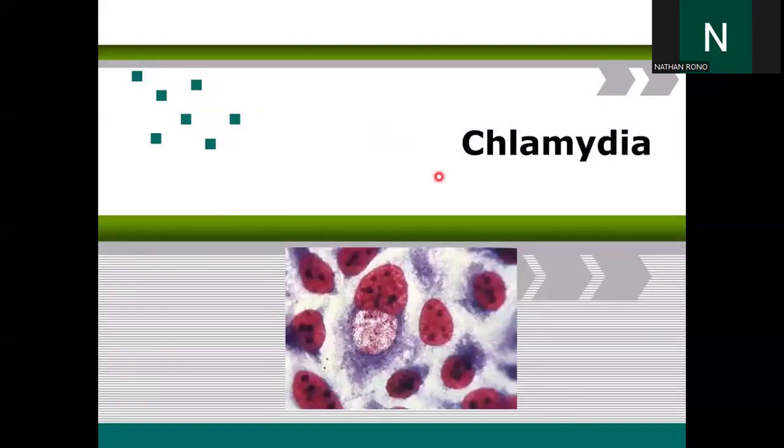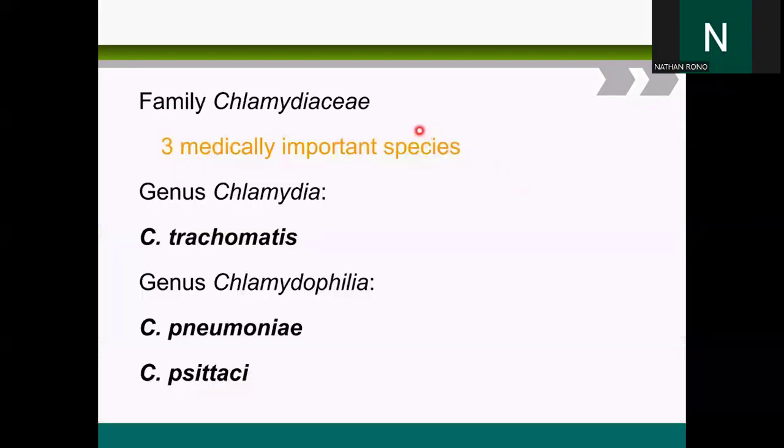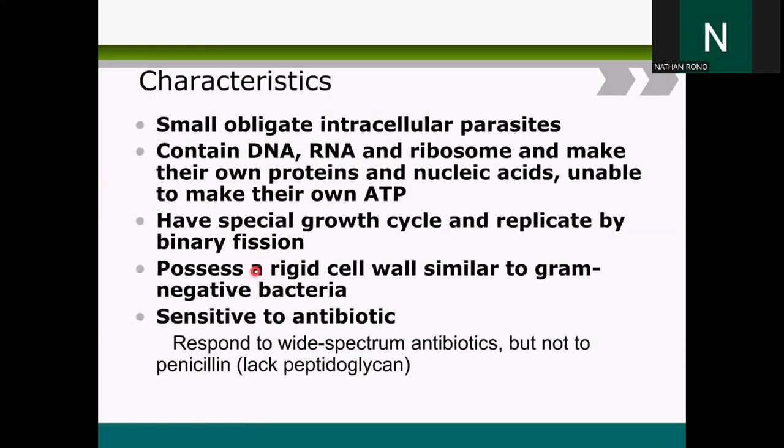So we now start on chlamydia. The family is called Chlamydiaceae. The most important species that I want you to know is Chlamydia trachomatis. That is the most important one. Then we have Chlamydophila pneumoniae and Chlamydophila psittaci. But the most important here you should know is Chlamydia trachomatis. But we're going to go through all the three.